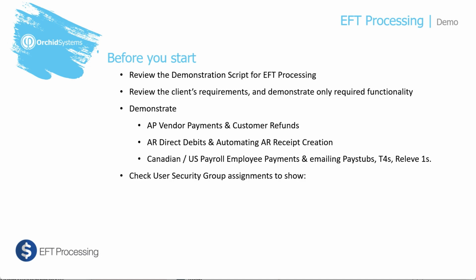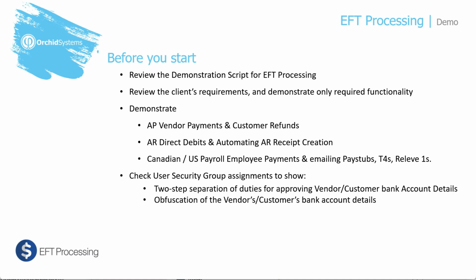And before starting your demonstration, you should check the user security group assignments if you want to show the following features: the two-step separation of duties for approving vendor and customer bank account details, obfuscation of the vendor's and customer's bank account details and who can see the full bank account details and who just sees the obfuscated number, and the ability to recreate an EFT file.